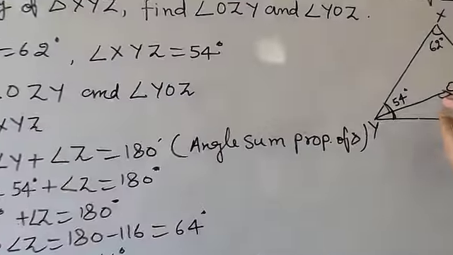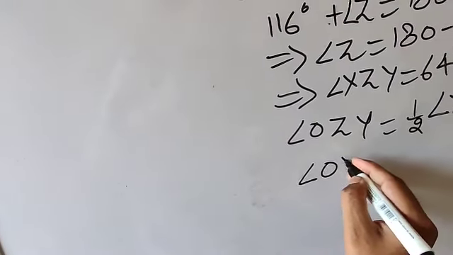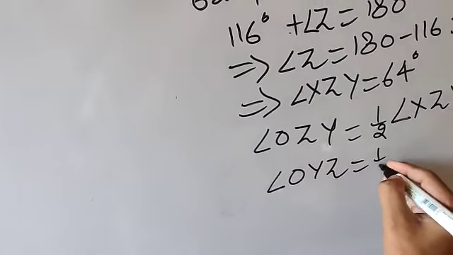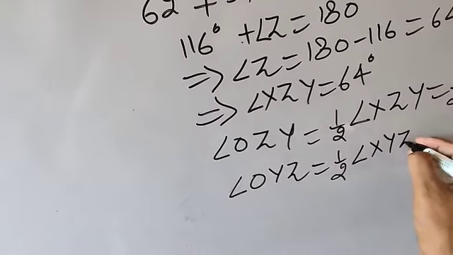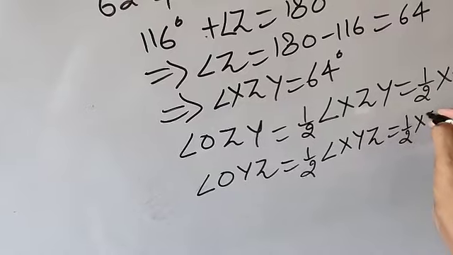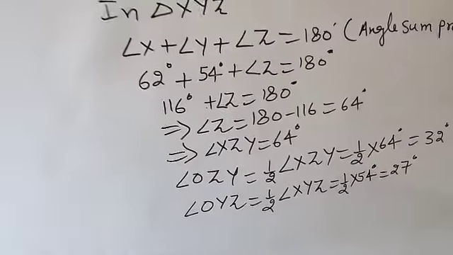Now what will be the value of angle OYZ? It will be half of 54 degree. Again, angle OYZ equals half of angle XYZ. XYZ is 54, so half into 54 is equal to 27 degree.